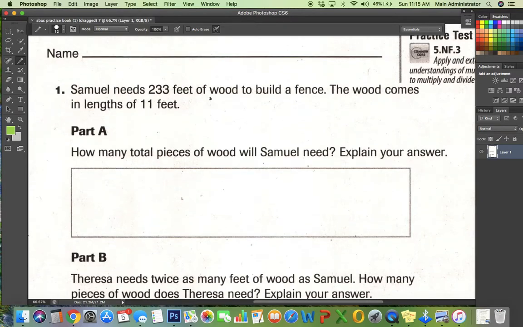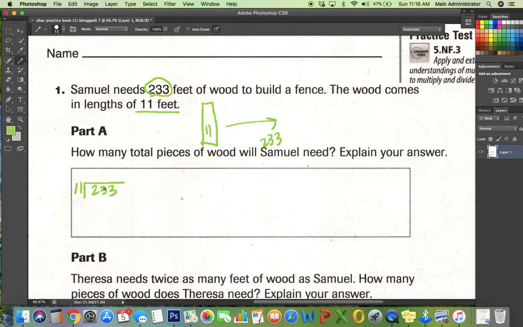SB27. Let's take a look at number 1. Samuel needs 233 feet of wood to build a fence, and the wood comes in lengths of 11 feet. So if one piece of wood is 11 feet and I need enough to make 233, I would think this is a division problem. So I'm going to take 11 into 233.